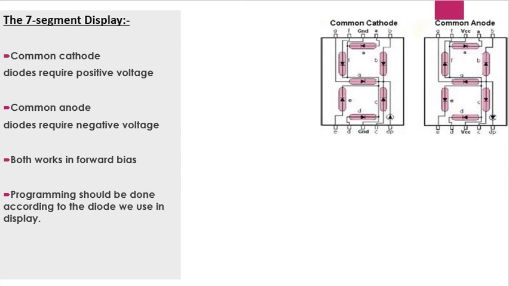The 7 segment display, we actually studied this in DLD also. We use 7 segment displays in calculators and even in mobile phones. The digit 8 is there, and 1, 2 and 3, everything will come in that 8 only. Common cathode diodes require positive voltage, and common anode diodes require negative voltage. Both work in forward bias. Programming should be done according to the diode we use in the display.